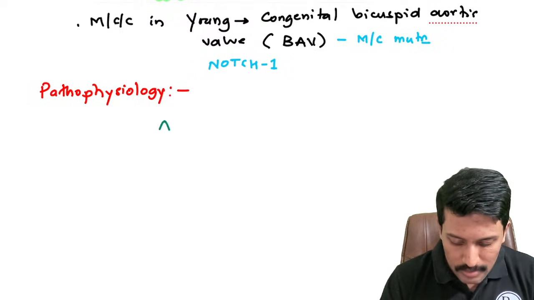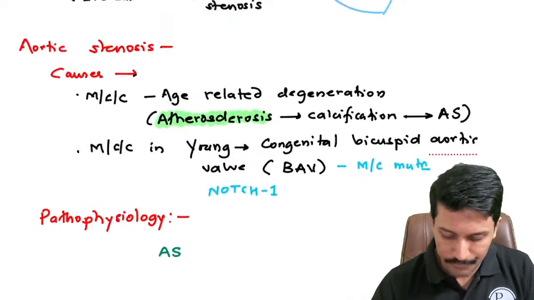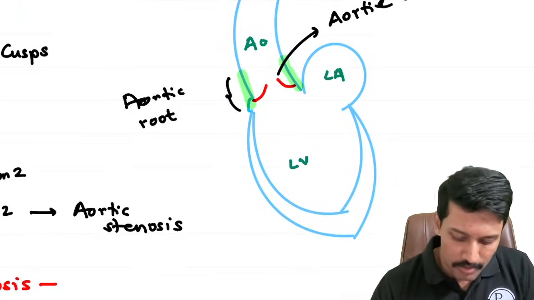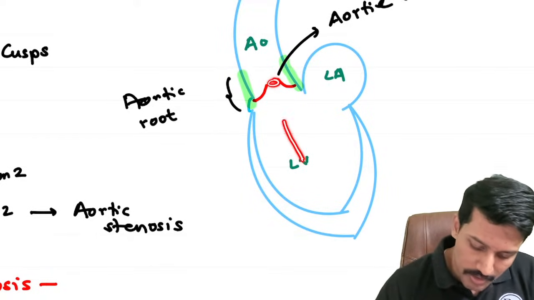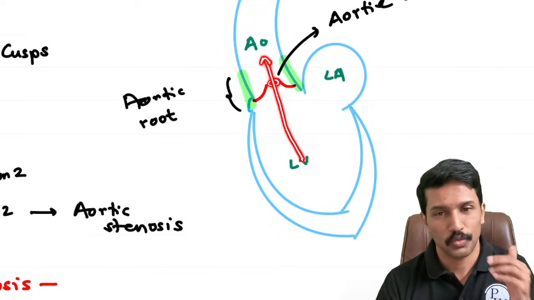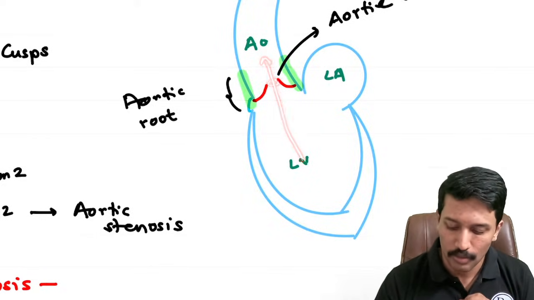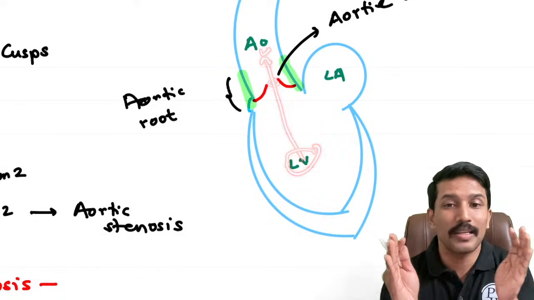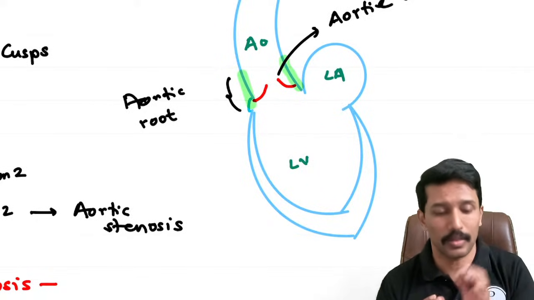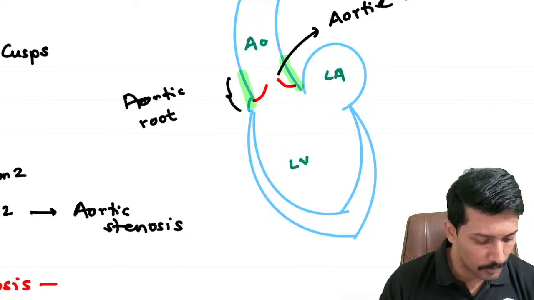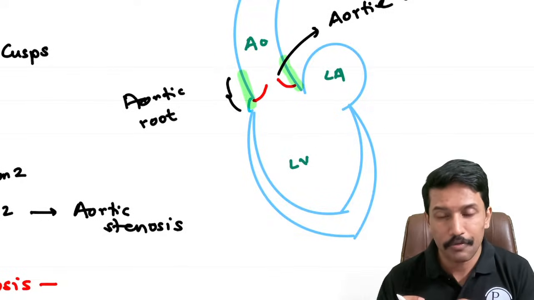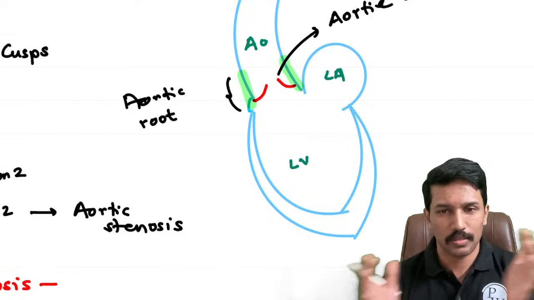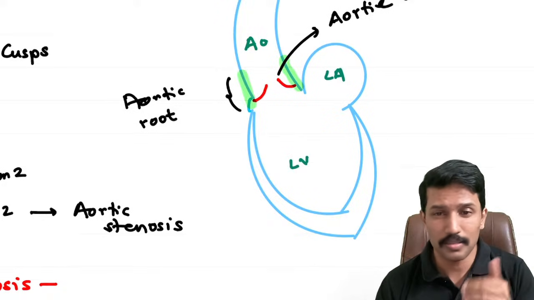So let us say someone has developed aortic stenosis. Now, if someone develops aortic stenosis, I will find it difficult to eject the blood from left ventricle to aorta. So the amount of blood I eject from the ventricle to aorta in one systole, what do we call that amount? The amount of blood ejected by left ventricle to aorta in one systolic contraction, we call that stroke volume.